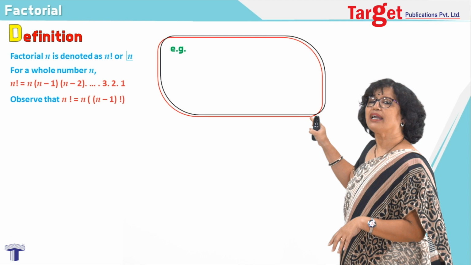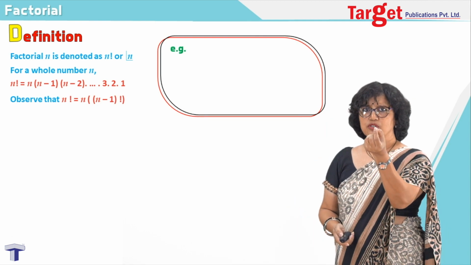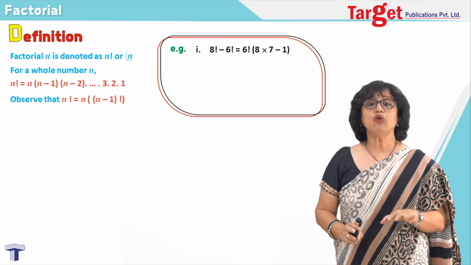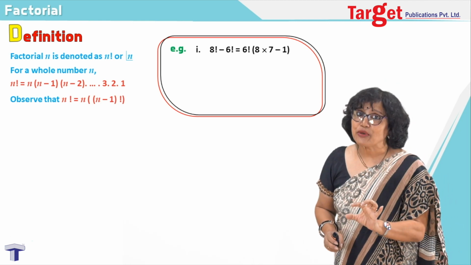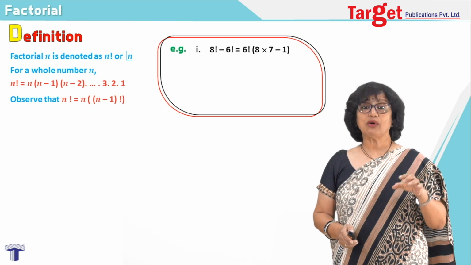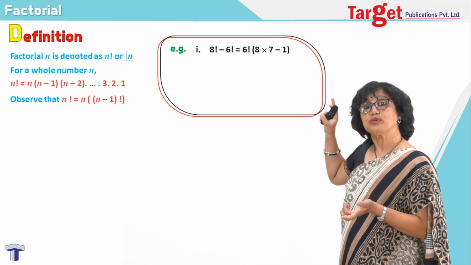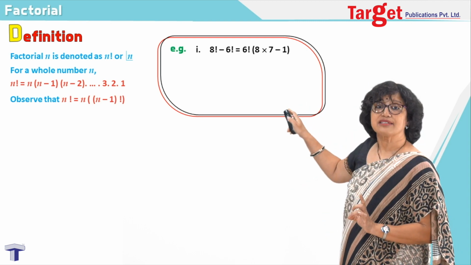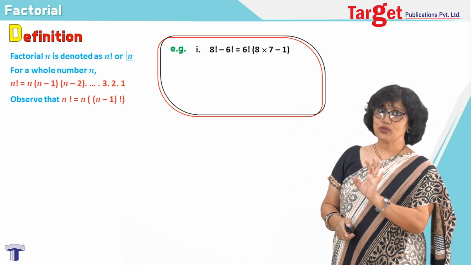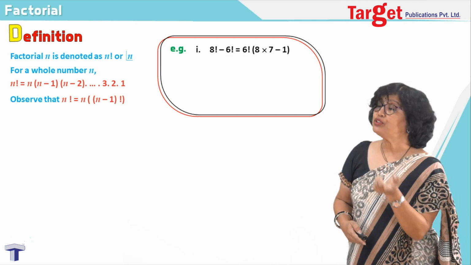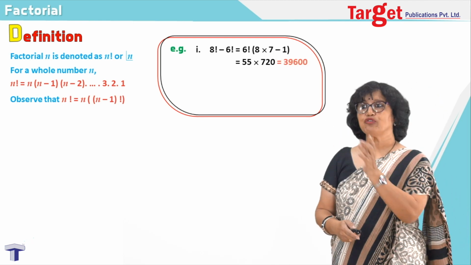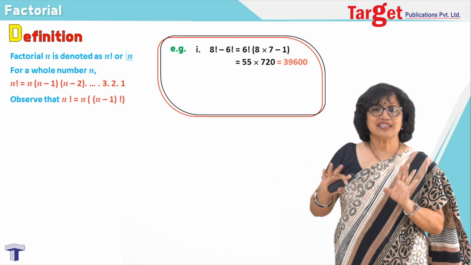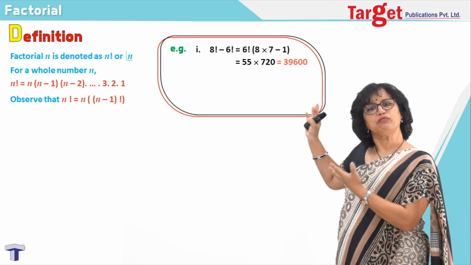Correct? So let us take a few small examples. If I have to calculate 8 factorial minus 6 factorial, how do we simplify that? Now in 8 factorial, somewhere 6 factorial is involved. What is 8 factorial? That is 8 into 7 into 6 factorial. So I can take 6 factorial common, and in the next step I have written 6 factorial into (8 into 7 minus 1). That would give you 6 factorial into 55. So the final answer would be 39600. Since I have to complete the problem, I am writing 39600.